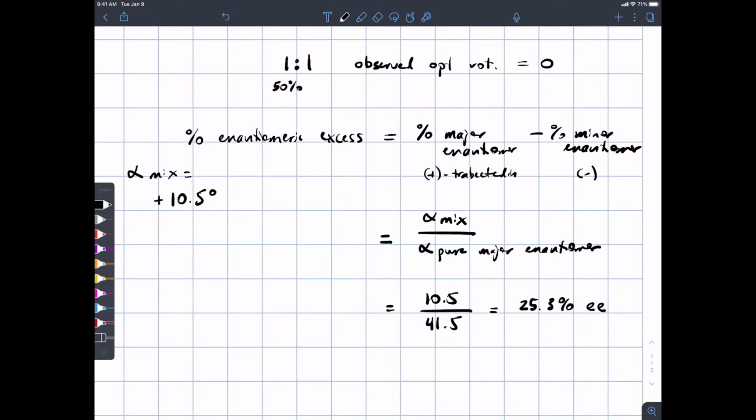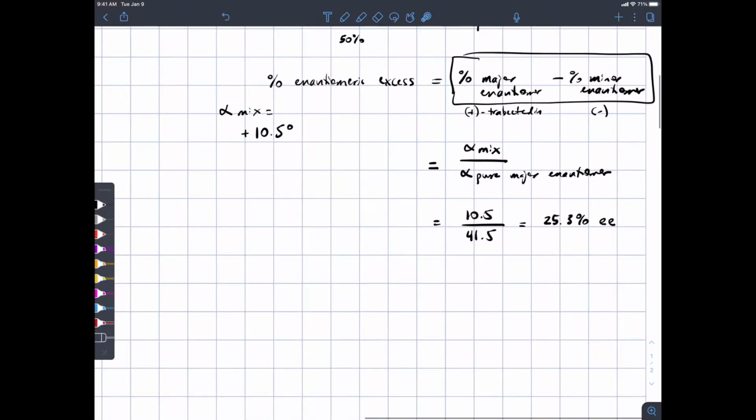Now, percent EE is different from how much percent is one enantiomer and how much percent is the other. Because remember, we defined enantiomeric excess as the difference in the composition between the two enantiomers. So the way to solve this, we'll let X be the percent of the major enantiomer and Y the percent of the minor enantiomer. We know that 25.3% equals X minus Y. And we also know, just by the definition of percentages, that X plus Y has to equal 100. And at that point, we can solve it.